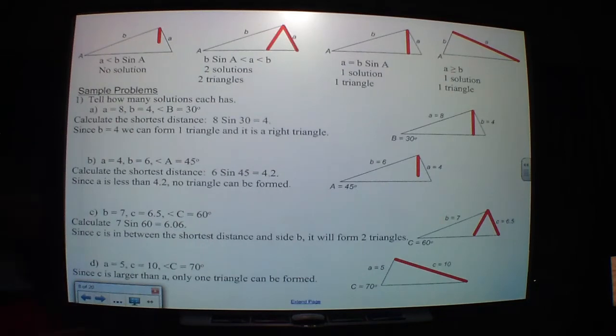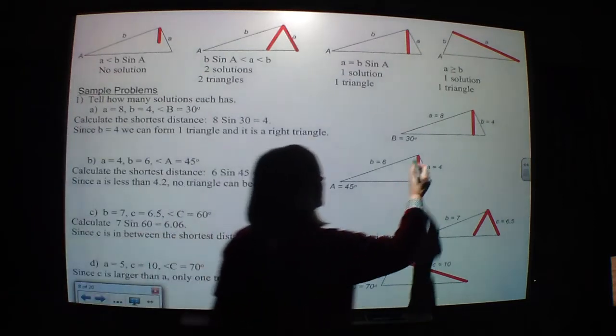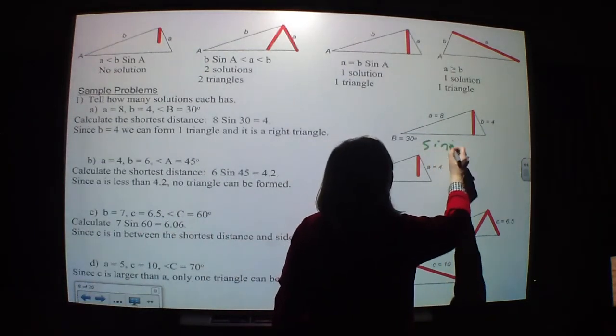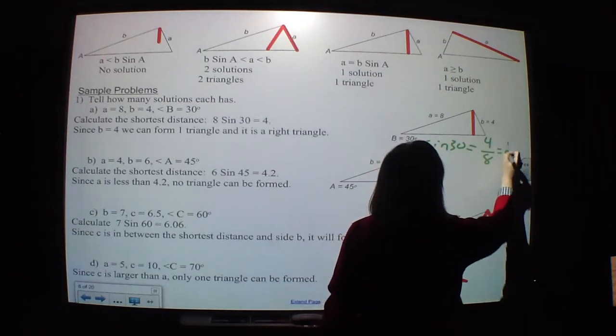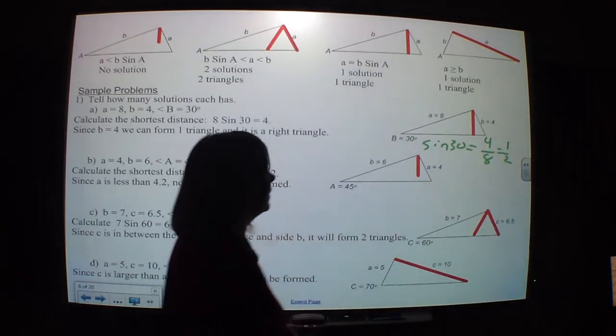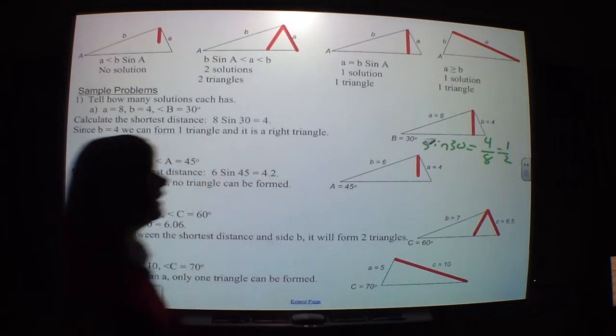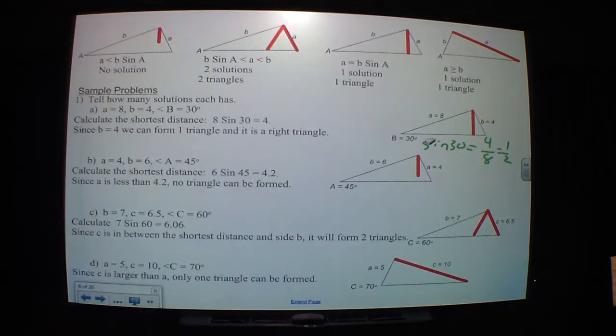So if it were a right triangle, you would know that the sine of 30 is equal to opposite over hypotenuse, 1/2. And sine of 30 does equal 1/2, so this is a right triangle, and it's one triangle, and it's a right triangle. Okay?